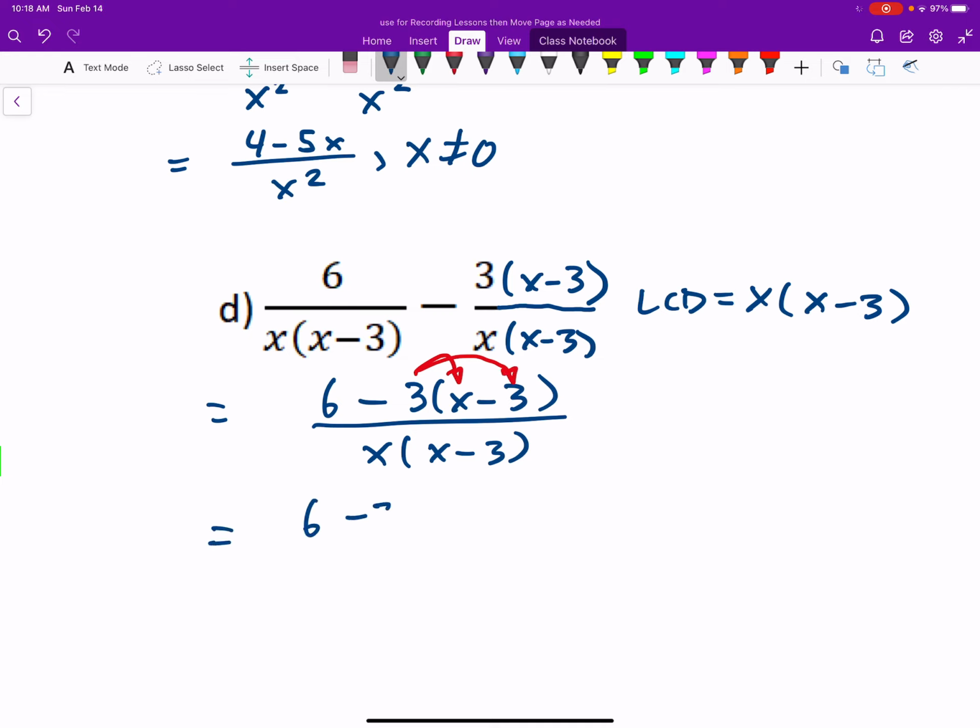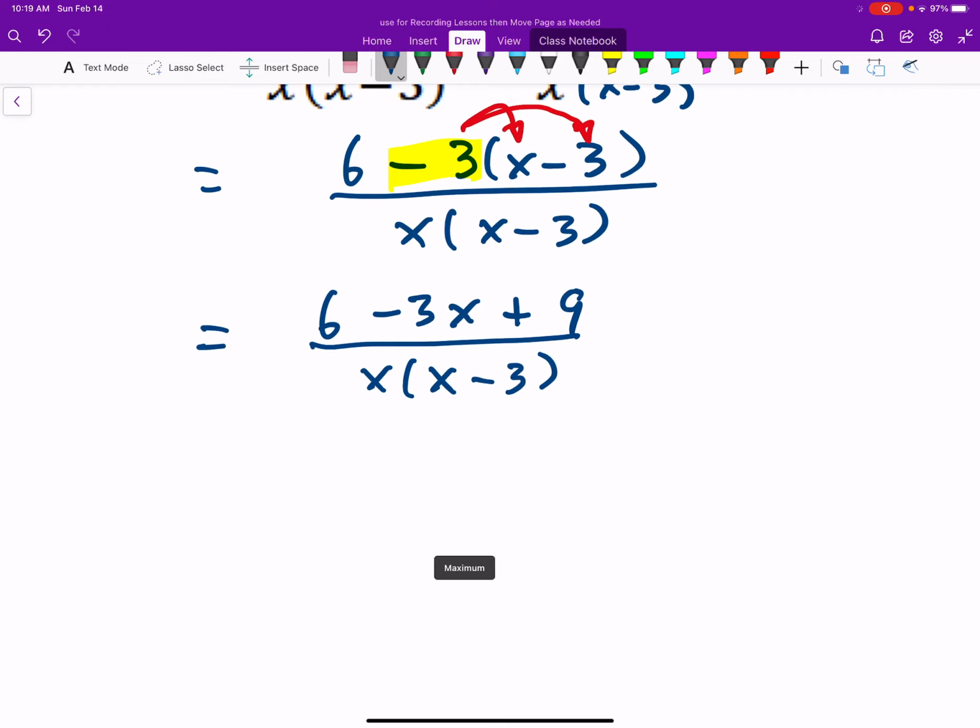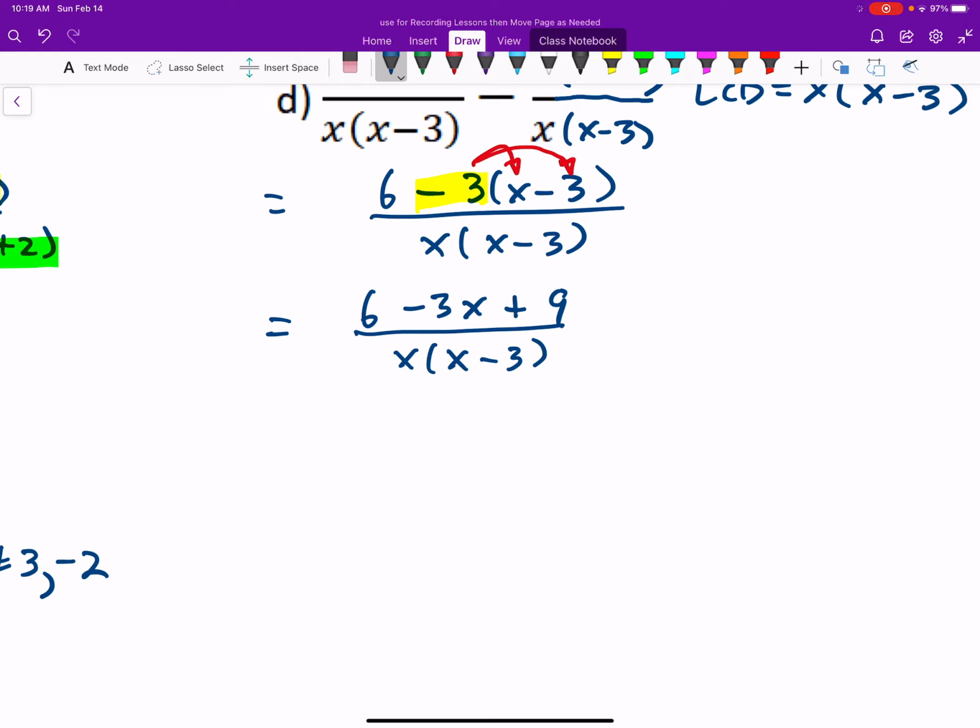So 6 minus 3x plus 9, right? Again, I'm multiplying negative 3 times both the terms, and the negative is getting multiplied as part of it. And on the bottom, I've got x and x minus 3. When I collect the like terms, I will put the x term first because that is good form. 6 plus 9 is 15. I've got x minus 3.